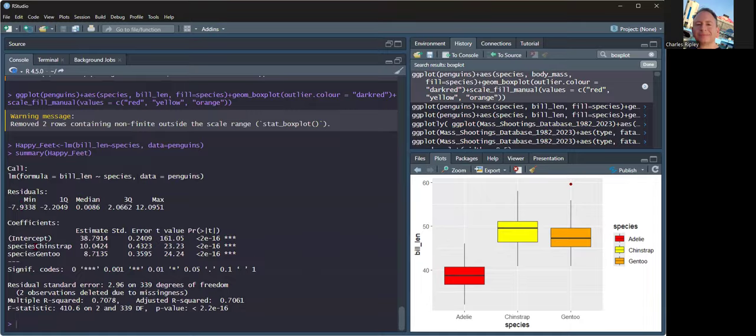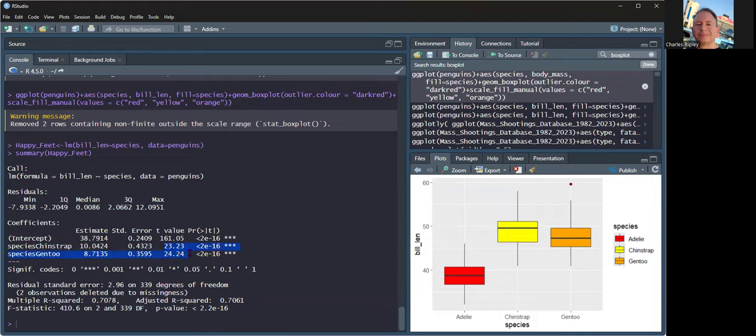So Chinstrap, I've got to learn how to pronounce that, and Gentoo. And Adelie is the base because A comes before C, and then that comes before G. So it's alphabetical order. And we see that Chinstrap and Gentoo are statistically significant compared to Adelie. So this is a huge number. This is a big number, right? Positive, so we know their beak is larger.